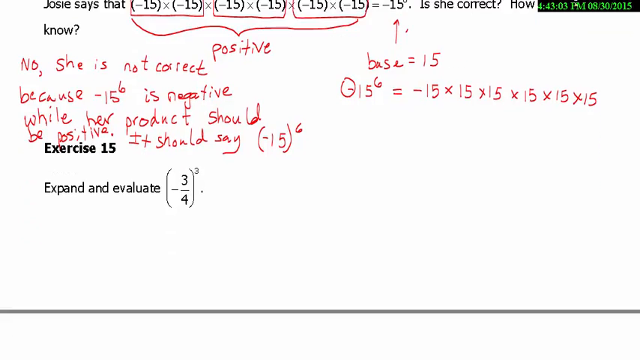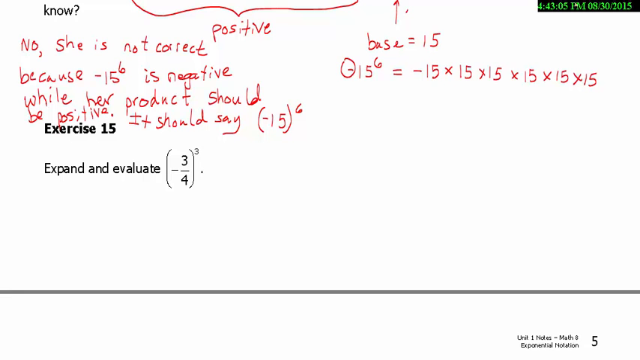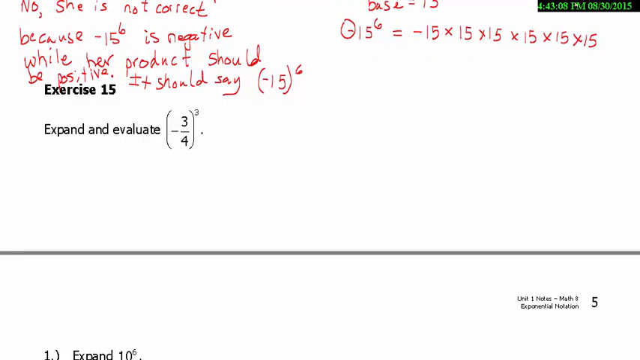So let's look at number 15. In exercise 15, I hope we remember how to multiply fractions. We multiply the numerators by numerators and denominators by denominators. So we have negative 3/4 times negative 3/4 times negative 3/4. Now, in the numerator, we have 3 times 3, which is 9, times 3, which is 27. And with an odd number of negatives, we should get a negative 27. In the denominator, we have 4 times 4, which is 16, times 4, which is 64.